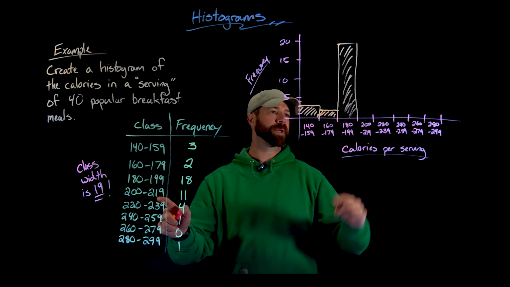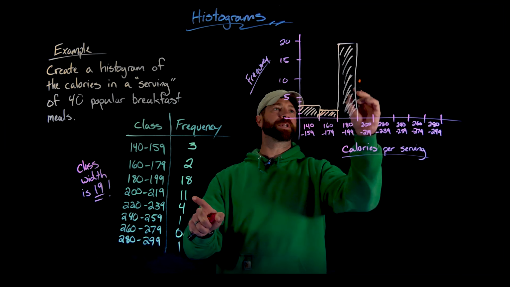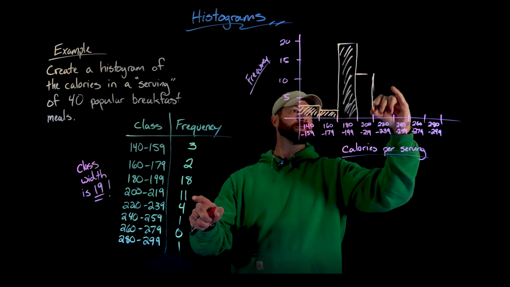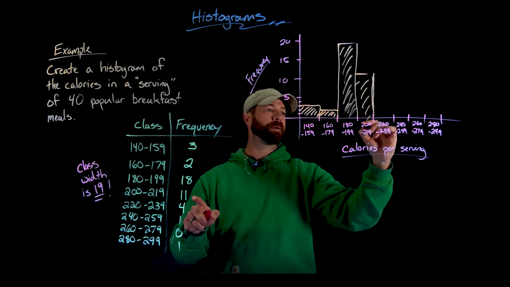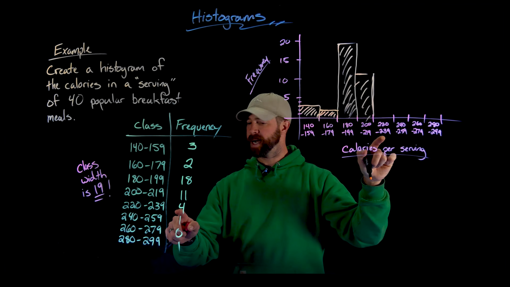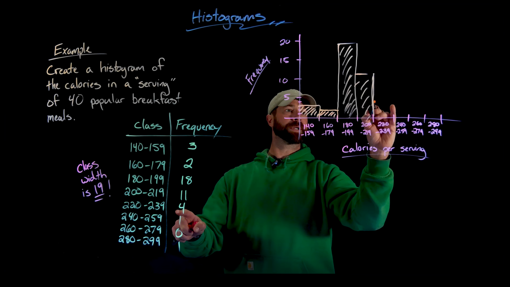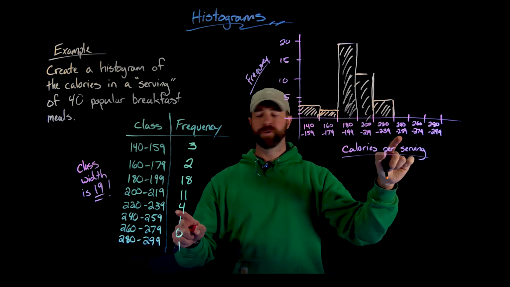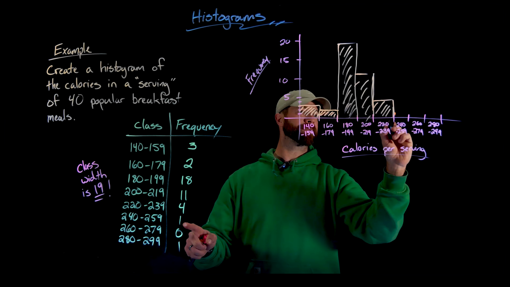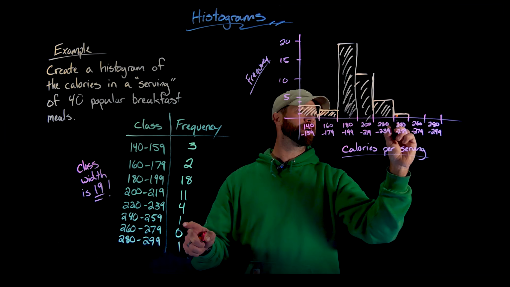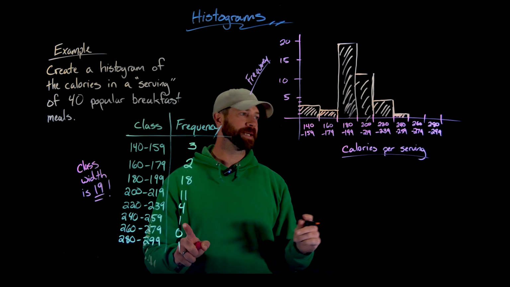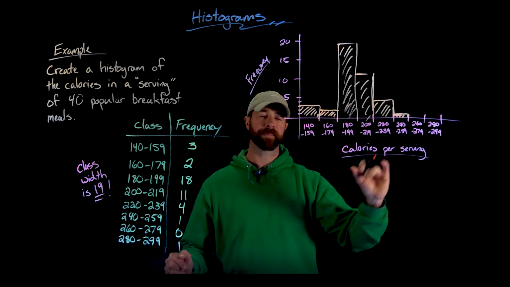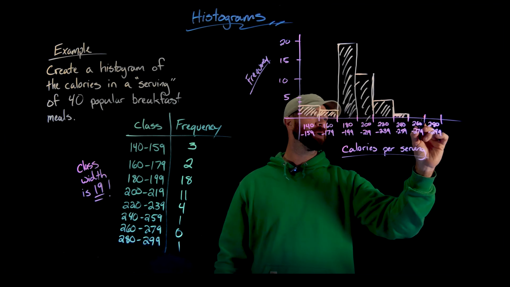From 200 to 219, that is a value of 11, which is somewhere right about there. So there's that bar. From 220 to 239, I have 4, which is right about there visually. From 240 to 259, I just have 1, so that's a very small little bar here. Interestingly, from 260 to 279, I have 0, so I'm just going to leave that blank there. And then I see that I have 1.